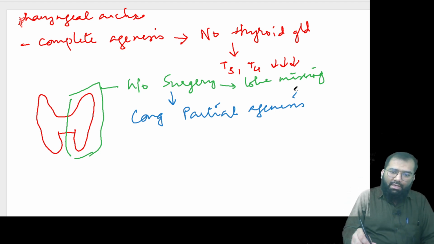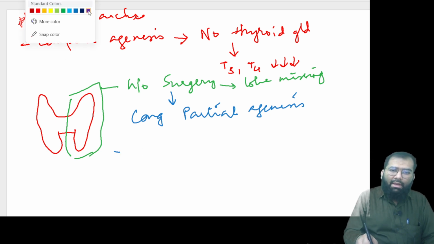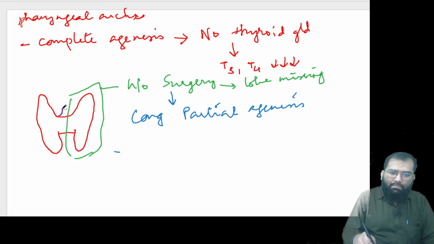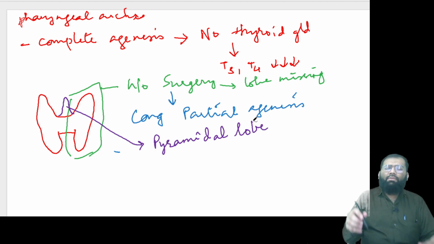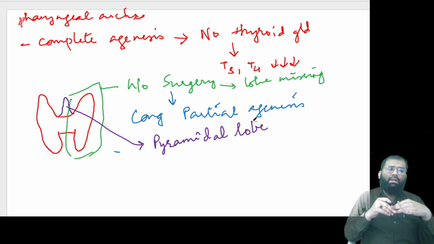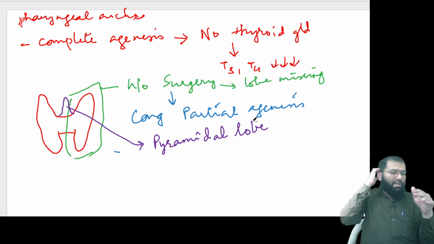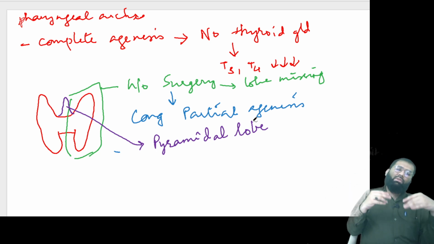Third important congenital anomaly which you might find in a patient is presence of pyramidal lobe. There can be an extra lobe like this in the region of the isthmus, and this lobe is called pyramidal lobe. These are a few anomalies which you see. Now there are other anomalies which are most important. These are all easy to diagnose: complete agenesis, partial agenesis, or pyramidal lobe.